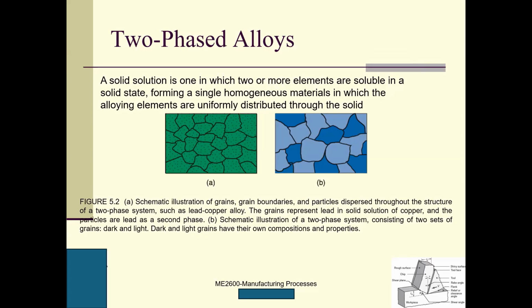This is a two-phase system consisting of two sets of grains. See, they are different colors, and definitely they have different material. The dark and light grains have their own conditions and properties. So this lighter one is one phase, and the darker one is another phase. Why? Because physically the color is different.